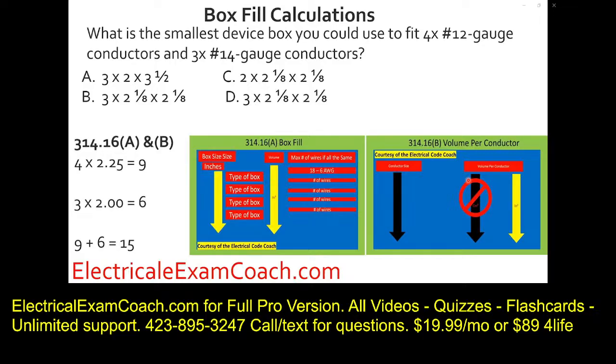The code wants to know the smallest box that will fit it. So we come over here to our middle column, the volume column, and we slide down until we find a device box that just fits it. And we're going to find that it's a 3 by 2 by 3.5.